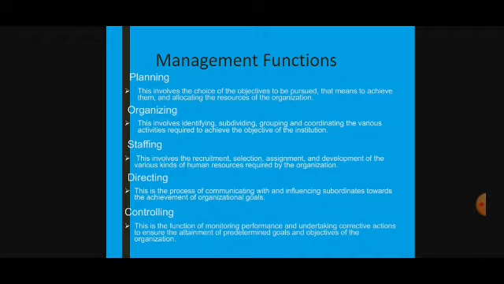Four, directing. This is the process of communicating with and influencing subordinates towards the achievement of organizational goals. Five, controlling. This is the function of monitoring performance, undertaking corrective action to ensure the attainment of predetermined goals and objectives of the organization. So these are the management functions.